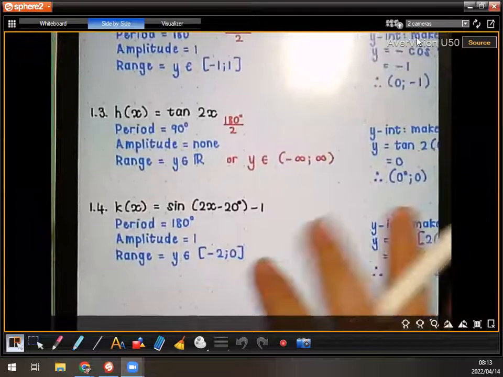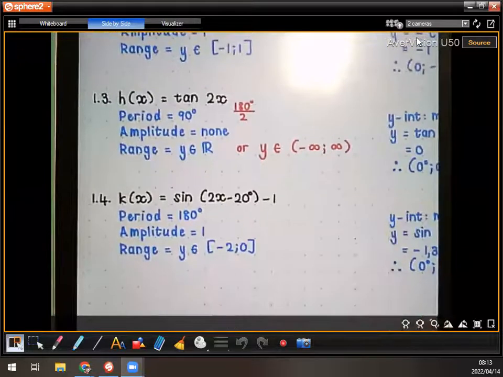Okay, so 1.4. Sine of 2x minus 20, minus 1. Now for this one again, if you wanted to type it in, you would have had to change what you typed into the calculator. Did anyone try that? Did anyone try and use the calculator to get the range there? Yeah, this was also a tricky one because of the minus 1.